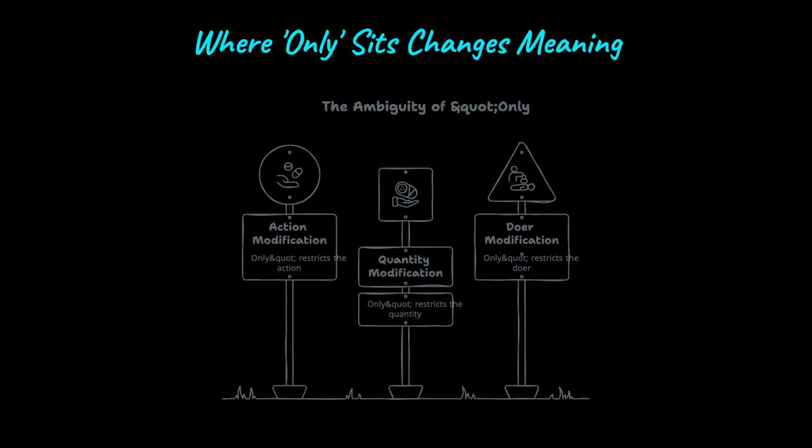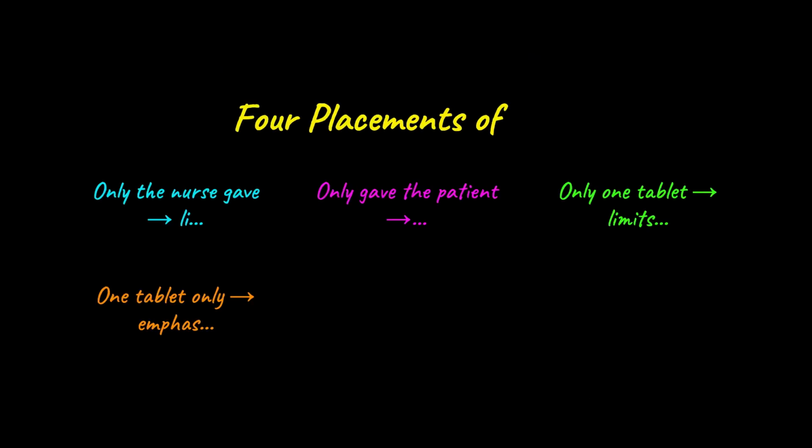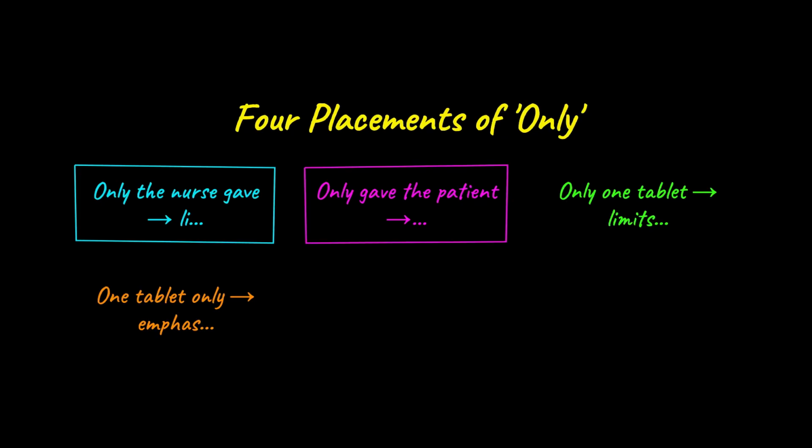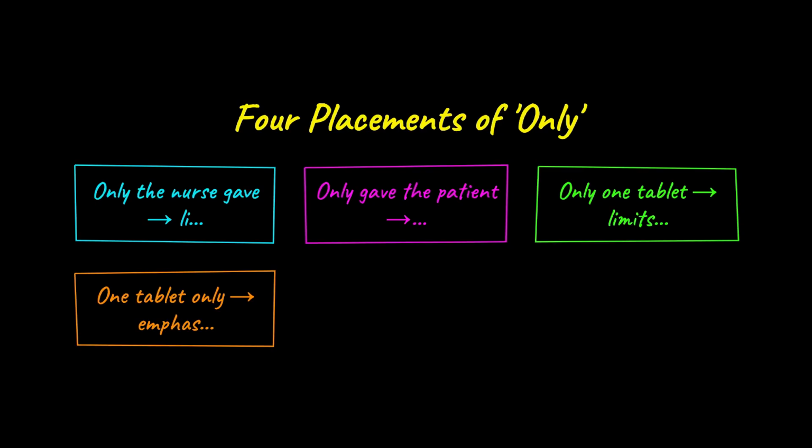Shifting only from next to the verb to next to the quantity to next to the subject produces 3 completely different sentences, each grammatically intact but logically distinct. Each placement of only is grammatically possible, but only one matches any given intended meaning. The writer must ask, which element am I actually restricting? The doer, the action, the quantity, or the result?